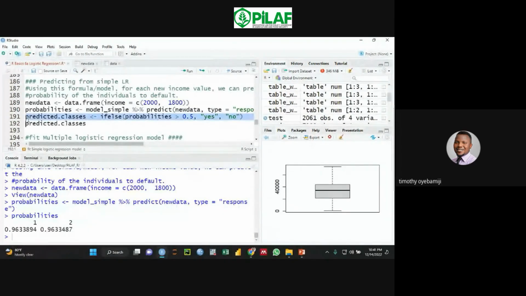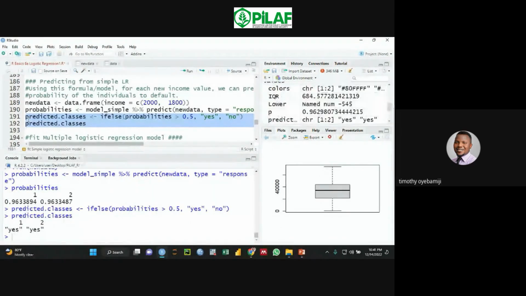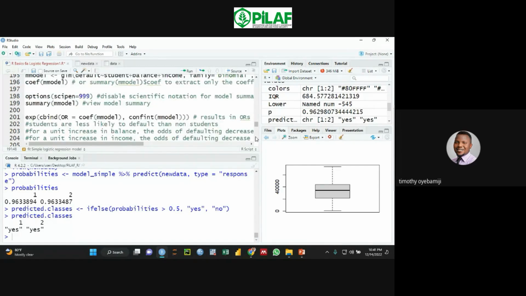So if we call that, for the classes now we have yes, yes. Remember I said once the probability is greater than 0.5, it is yes. Here it's greater than 0.5, it is yes. And here it's greater than 0.5 as well, it is yes. So the prediction for these 2 new customers is that they are likely to default. They are likely not to be able to return the money that they want to borrow, judging from their income and from the model we have created from about 10,000 customers we have had before.